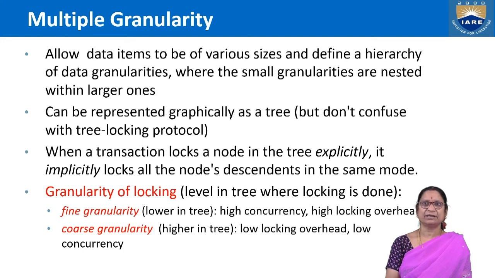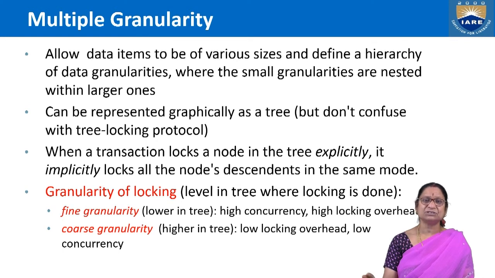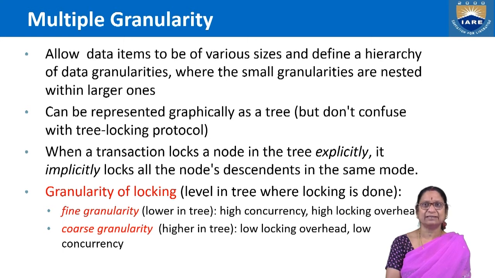multiple granularity. Multiple granularity means allowing data items to be of various sizes and defining a hierarchy of data granularities, where the small granularities are nested within the larger ones. Granularity is like the concept of generalization or specialization: composite data items are further subdivided into sub data items, and those sub data items are further subdivided, like that. It is a hierarchical structure.